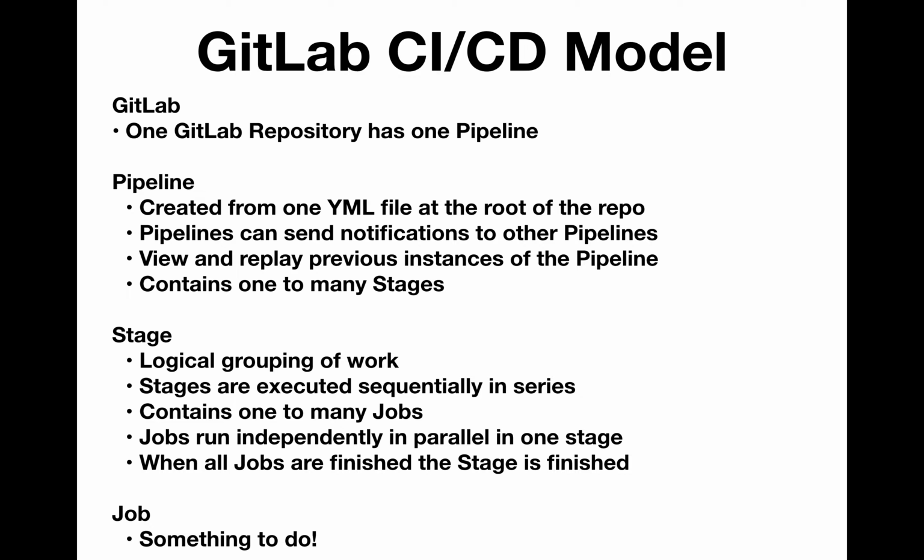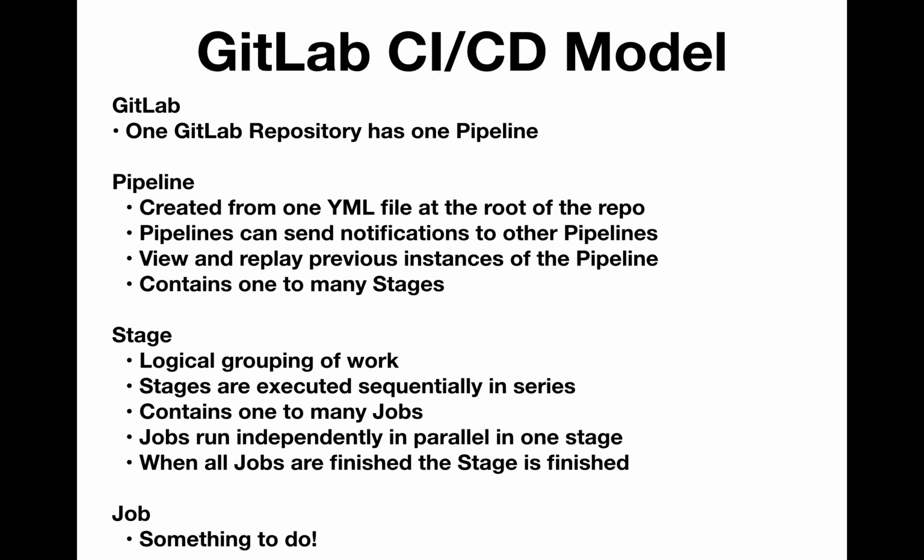You can think of a stage as, we're going to build some artifacts, so build is a stage, and then we're going to test something, so test is a stage, and deploy something, and deploy is a stage. One pipeline can have one-to-many stages, and stages are executed sequentially in series. So stage one executes first, then when stage one is done, stage two starts, and when stage two is done, stage three starts, and so on.